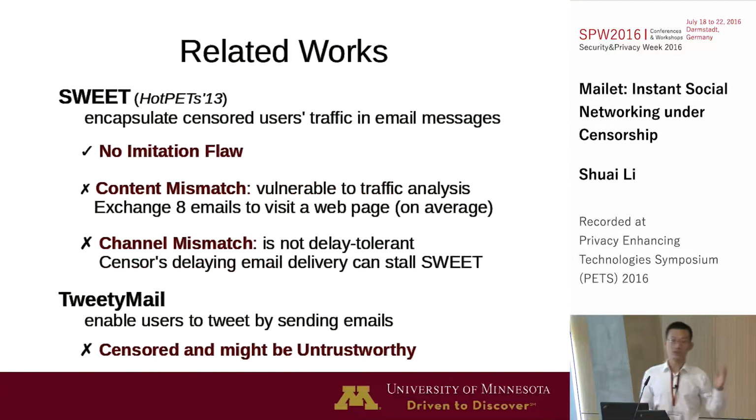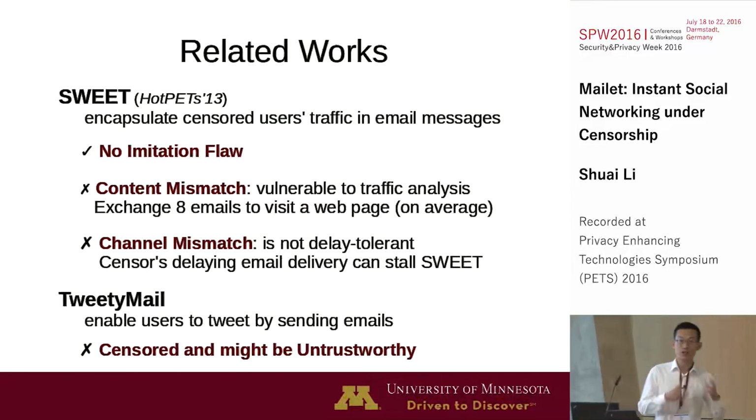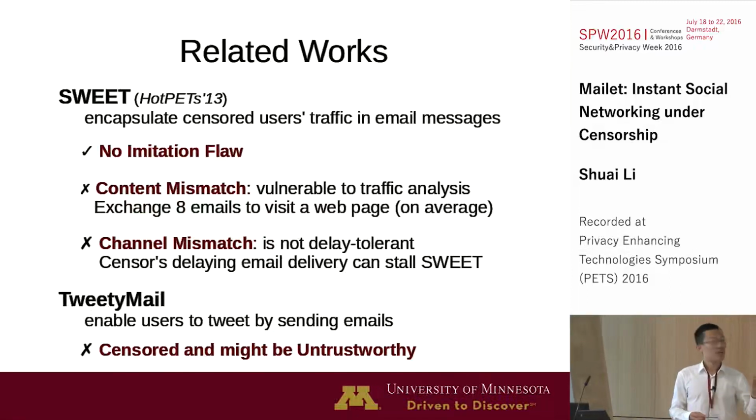The second category of related work I want to talk about is anti-censorship systems which use email channels as the covert channel. SWEET is one such system. It encapsulates the network layer traffic into emails, and these emails are sent from the user to the proxies, which exchange this information by using emails. After the proxy gets this information, it recovers the network layer traffic. The first property of SWEET is that it has no imitation flaw, because SWEET uses the email channels directly, so there is no imitation. This is a good point.